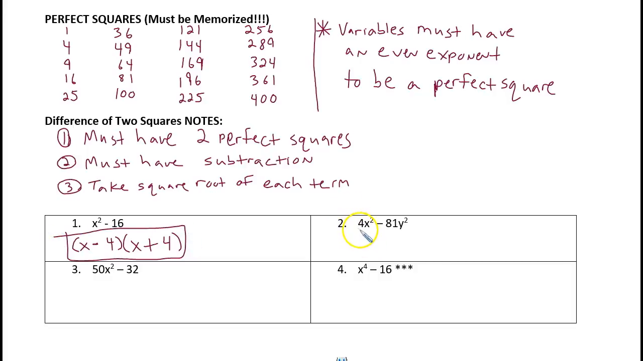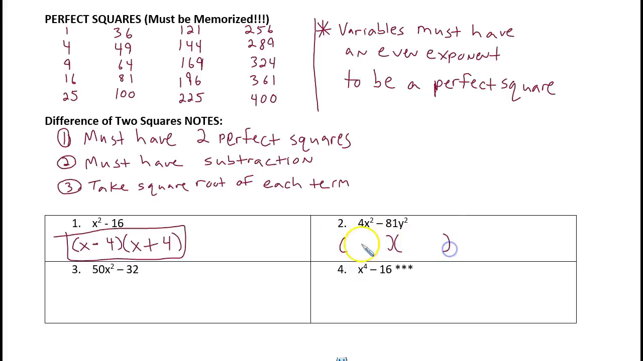Is 4 a perfect square? Yes, it's 2 times 2. Is 81 a perfect square? Yes, it's 9 times 9. Now, x squared is a perfect square because it's an even exponent. y squared is a perfect square. It's an even exponent. So let's break this apart.